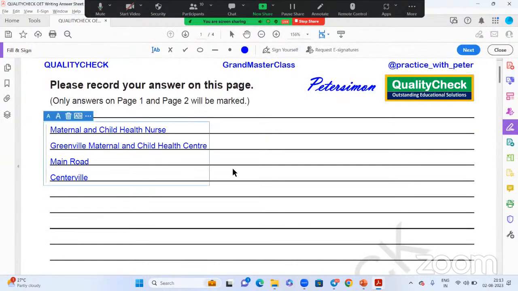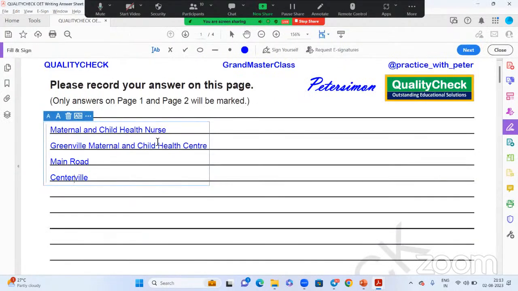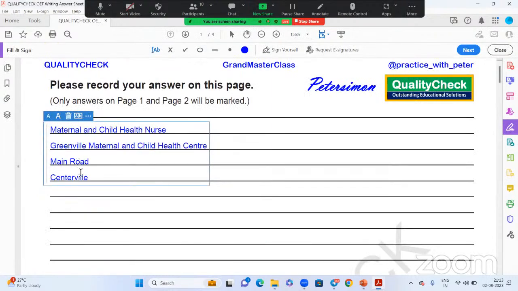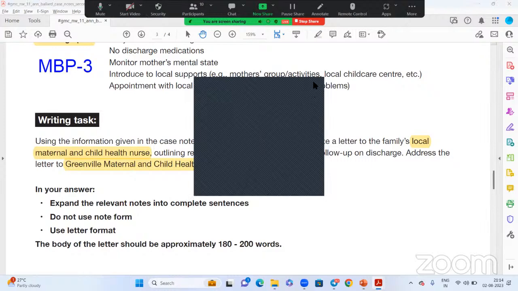The next one is Centerville. Sorry, Greenville. Maternal and child health nurse, Greenville. Not Centerville. Greenville. Yes. So maternal and child health nurse, Greenville Maternal and Child Health Center, Main Road, Greenville. So these are the four things. Number 1, number 2, number 3, number 4, 4 lines you have to write.